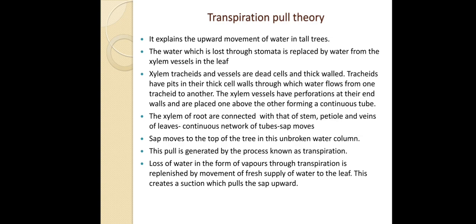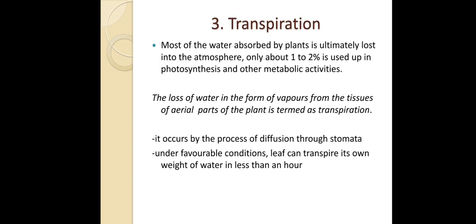So that suction force is created at the top of the tree through the process of transpiration. Transpiration is taking place at the top, so a void is created, that empty space is created because there is no water. Because of that, one force, that is suction, is created. That is called transpiration pull. What is pulling the water upside on the top? That is transpiration. So that's why it is called transpiration pull theory, which creates a suction and pulls the sap upward. Last step is transpiration.